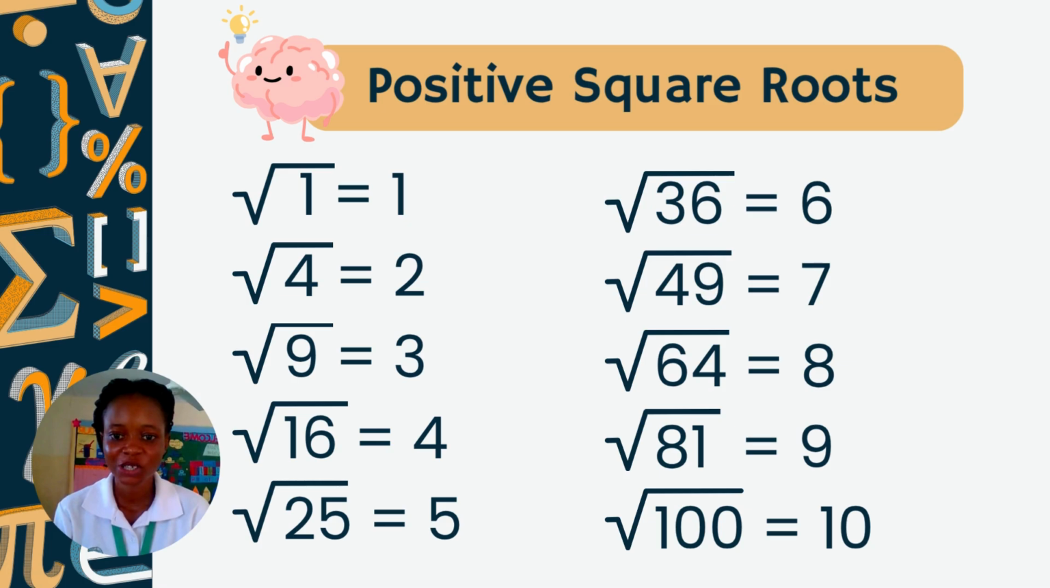10. So we can see that the square root is usually the opposite of the square. They are more like opposites of each other, the square root and square. So I hope you know your square roots and your squares from 1, 2, 3, 4, 5, 6, 7, 8, 9, and 10.